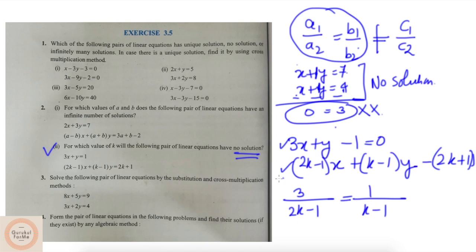In this case, can we find the answer for k? Yes, we can. A third question, I will not get into it. When you say cross multiplication, it is all about a1 by a2 and b1 by b2.